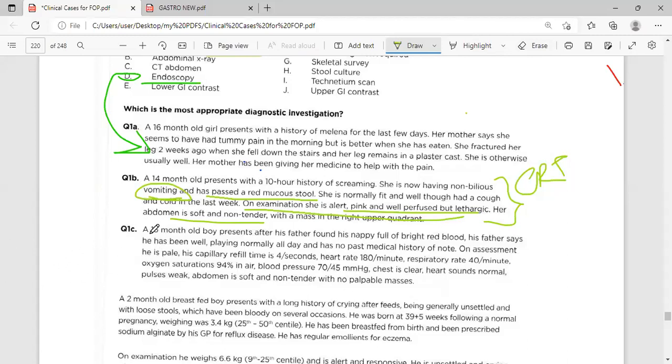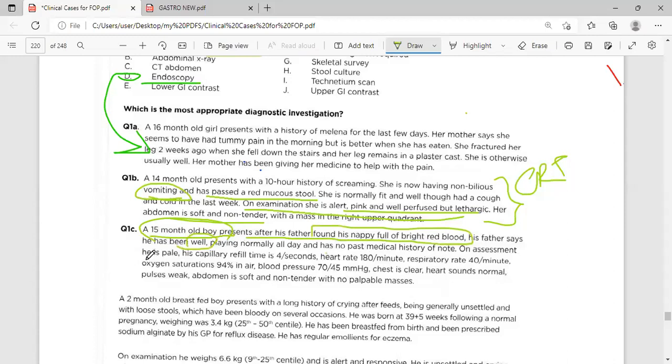Okay, next one is a 15-month-old boy. The age is 15 months. After his father found a nappy full of bright red stool. His father says he has been well, playing normally all day and has no past medical history of note.